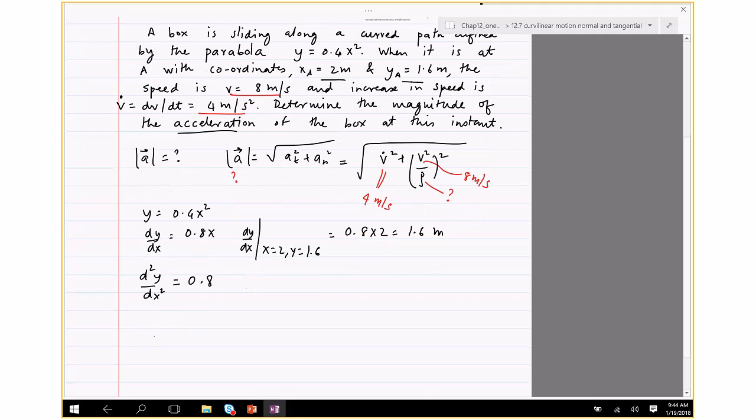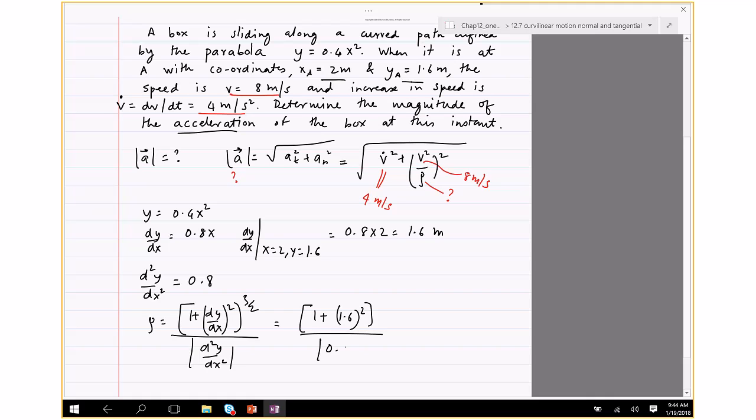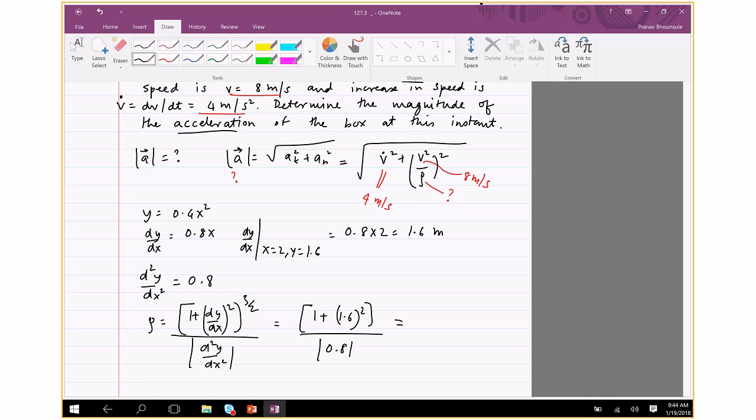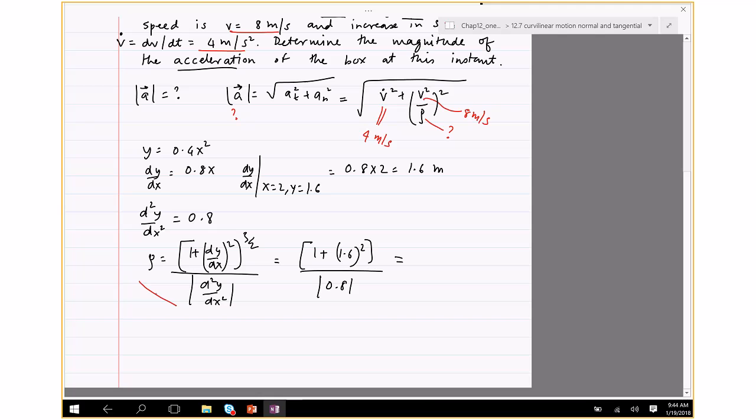Okay, so now rho is 1 plus dy dx square, the whole thing raised to 3 by 2, divided by d square y dx square. So that's 1 plus 1.6 square divided by the magnitude of 0.8. This is a formula which we will give you absolutely. This is in the formula sheet.